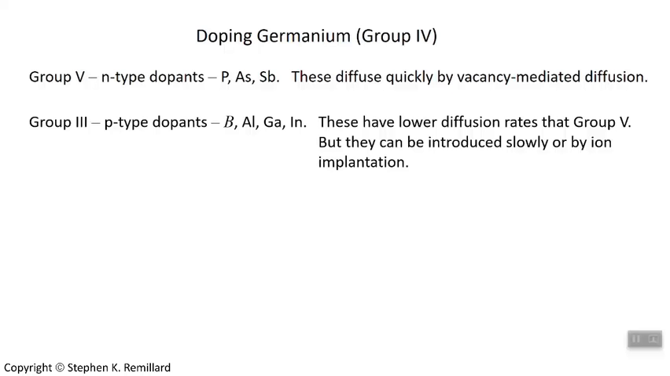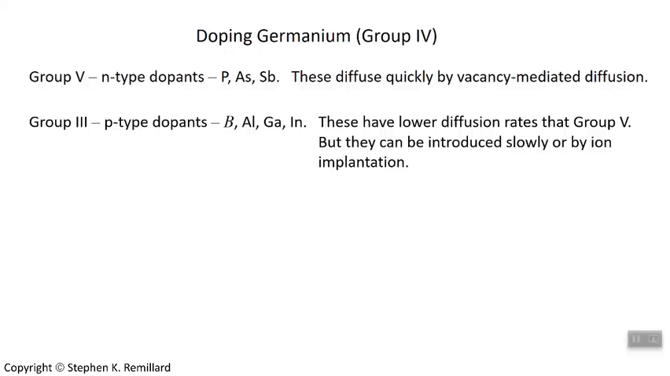You can make it during the fabrication process by diffusing those group 3 elements. They diffuse more slowly, but you can still introduce them by diffusion. But something else that's used a lot to make p-type dopants, that is, to put boron in germanium especially, is ion implantation.